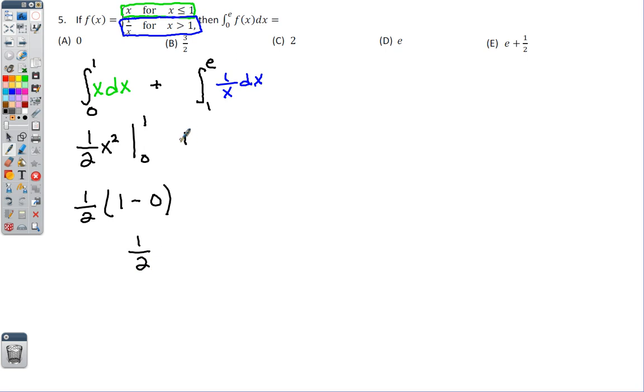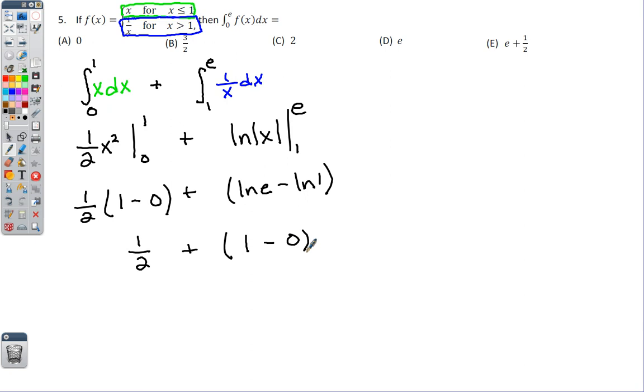Then here, the integral of 1 over x dx is the natural log of the absolute value of x. And that's going from 1 to e. And the natural log of e minus the natural log of 1. And the natural log of e is 1. And the natural log of 1 is 0. And 1 minus 0 is 1. So I get 1/2 plus 1, which is 3/2, which is b. And there you have it.